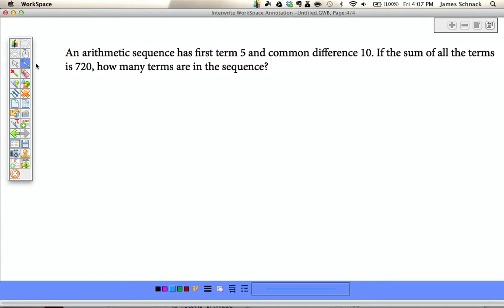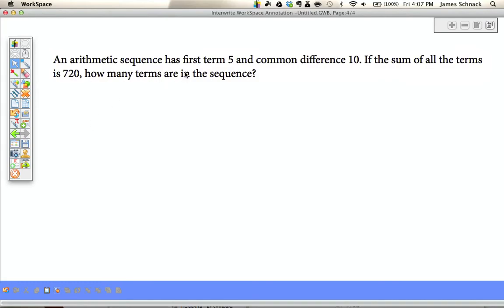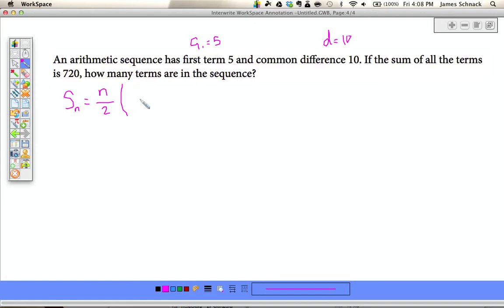Last example for today. An arithmetic sequence has a first term of 5 and a common difference of 10. If the sum of all the terms is 720, how many terms are in the sequence? Here's an opportunity to use our second rule again, because we have the first term and we have the common difference. So S sub n, we don't know n. So we're going to write n divided by 2, and 2 times first term, so 2 times 5, plus n minus 1, we still don't know n, times 10.